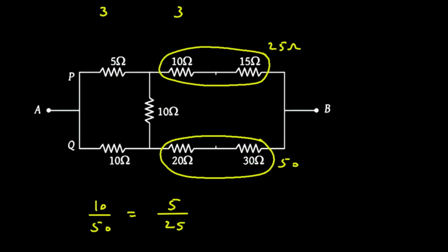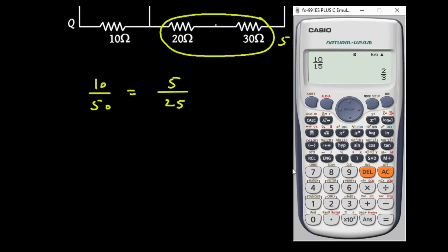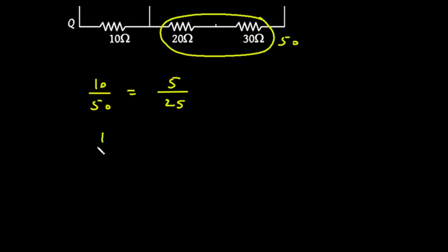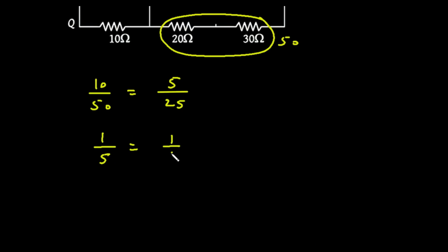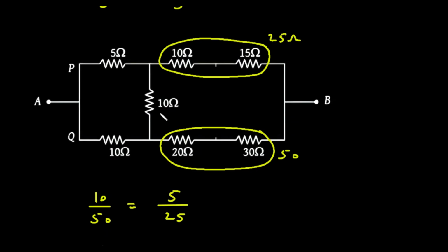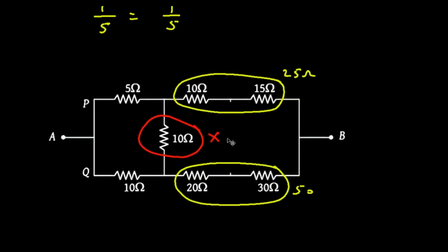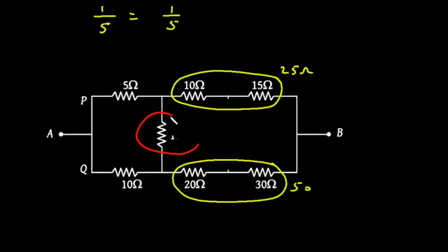Now if we solve this, 10 divided by 50 is 1 by 5, which is equal to 5 divided by 25. So 5 divided by 25 is also 1 by 5. That means again this bridge is balanced. That means no current will flow through this 10 ohm resistor. That means we can remove this. So again let's copy this circuit from here. Now we can remove this 10 ohm.